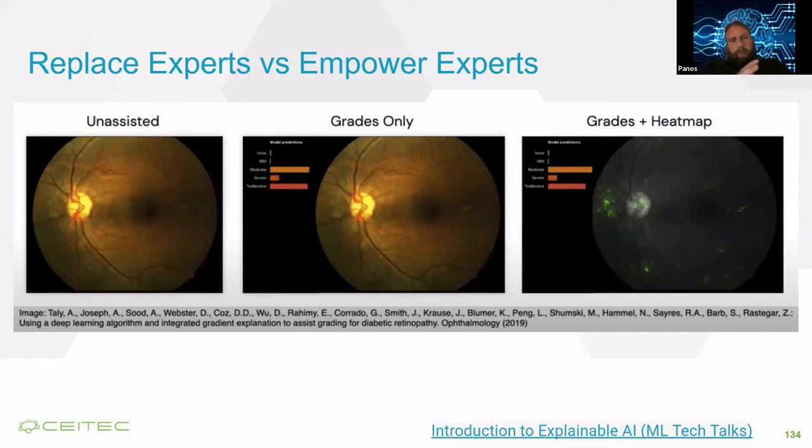For example, this is a paper about retinopathy, and you can see that the first image is what a doctor would see. The second image is what the doctor would see plus some scores saying this eye probably has a problem, like a retinopathy. And the third image is a representation showing which parts of this image are important for the network, and this can help focus the attention of the doctor to judge if this information is important or not.